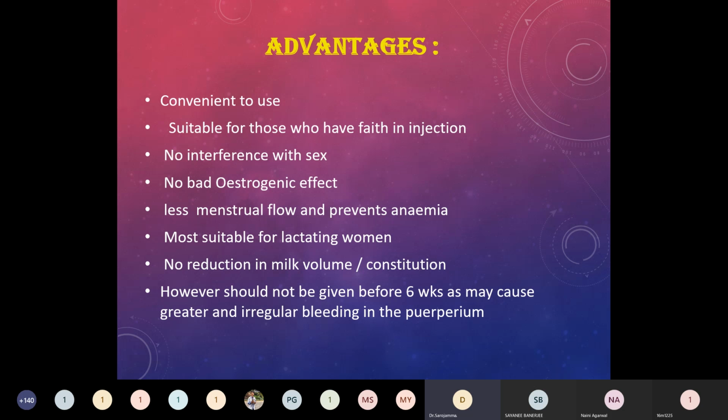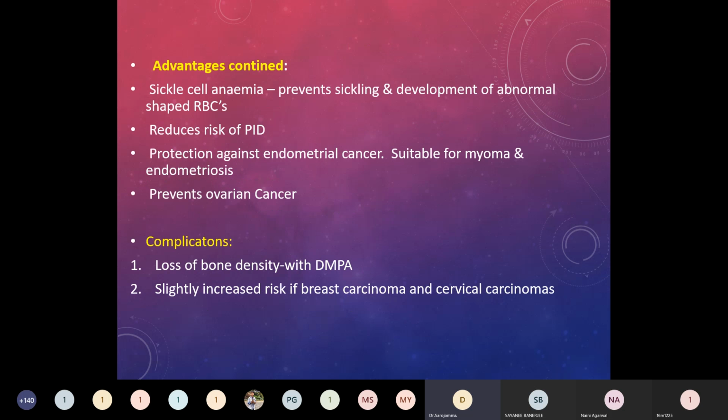However, they should not be given within 6 weeks because of the fear of more bleeding and thromboembolic phenomena, which is common in puerperal women. Advantages are it can be used in sickle cell anemia patients, reduced risk of PID, and protection against endometrial cancer because of the progestational effect. It is suitable for myoma and endometriosis, and prevents ovarian cancer.